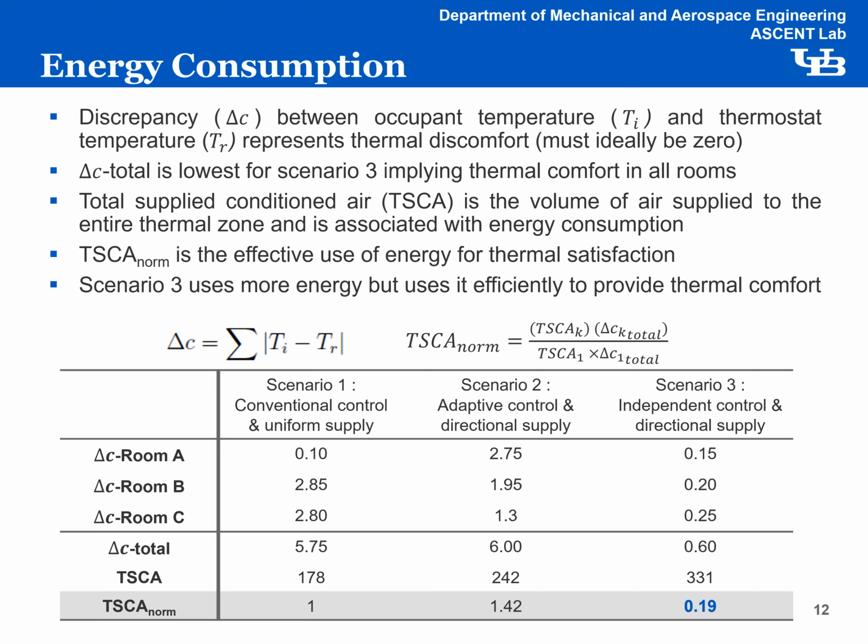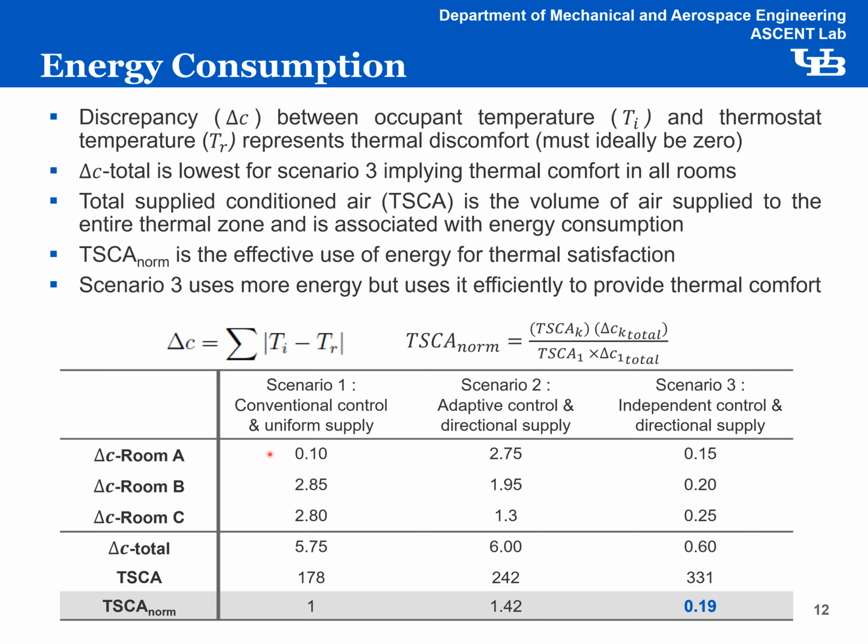The primary goal of using directional diffusers is energy conservation while maintaining thermal comfort. To quantify the extent of thermal comfort achieved, we defined temperature discrepancy, which is the difference between the occupant temperature and thermostat temperature. The value of discrepancy must ideally be zero, which would imply that the occupant is at its preferred thermal state. The table below summarizes the discrepancies experienced by occupants for all three scenarios.